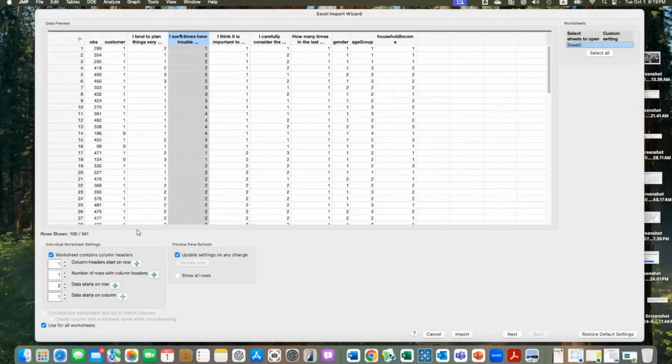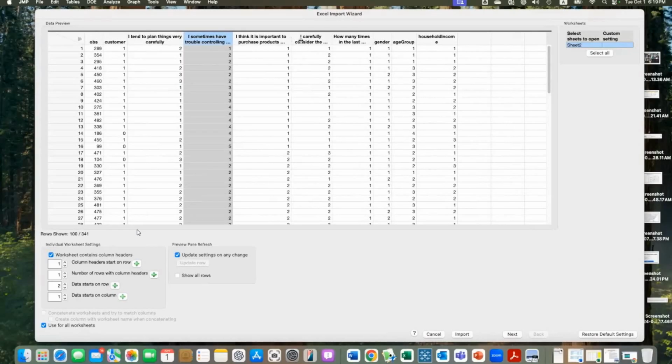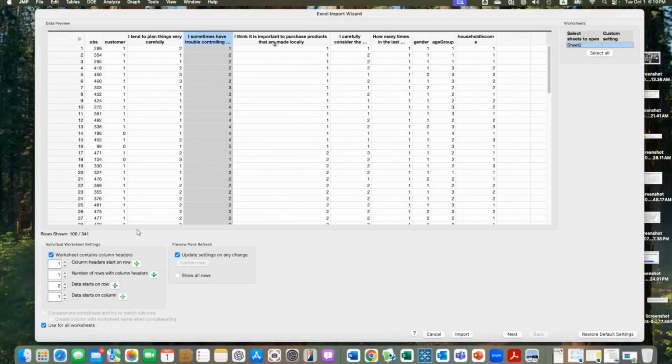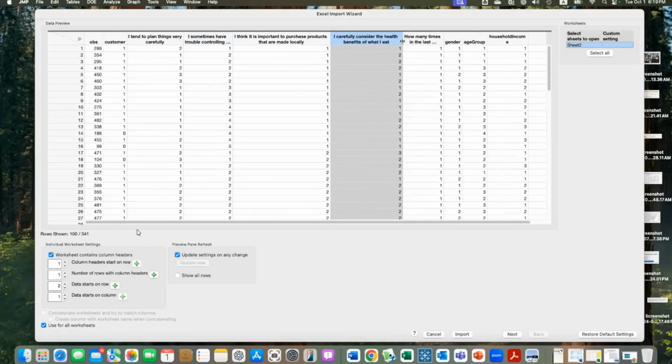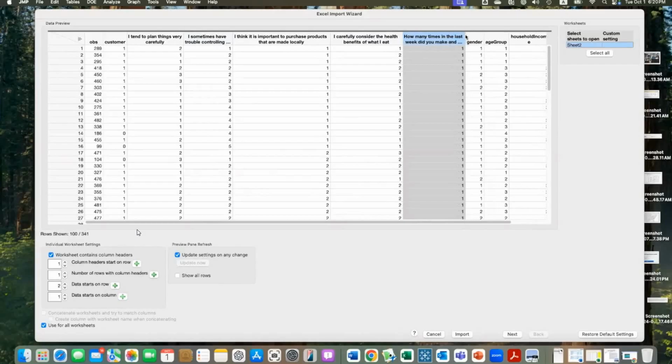And also we have what people think, for example, it's very important to purchase products that are made locally, right? And here, "I carefully consider the health benefits of food." So that's certain preference, the value, the weight they put on the health benefits of food. They also have certain things like frequency, right? How many times you ate in a restaurant last week. Those information you can only get from a survey, and you won't be able to observe.